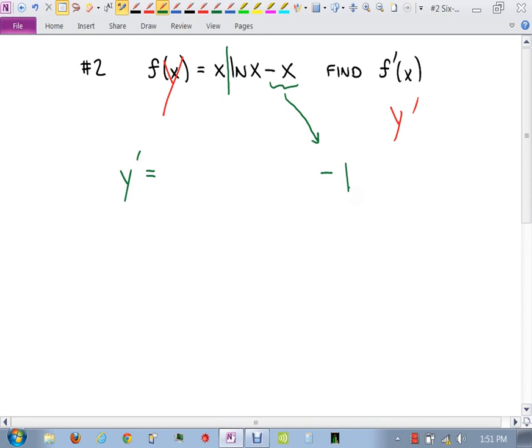What's the derivative of x? 1 times ln x, plus, now what's the derivative of natural log x? 1 over x times, finish off the product rule, x. And so what you get is natural log x plus 1 minus 1, because 1 over x times x is 1. So this just turns out to be what?